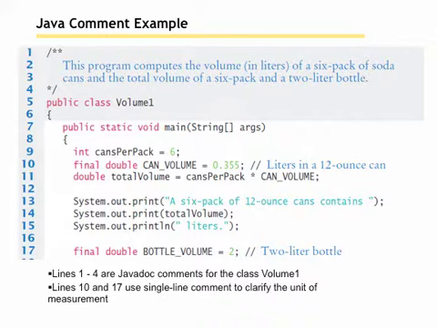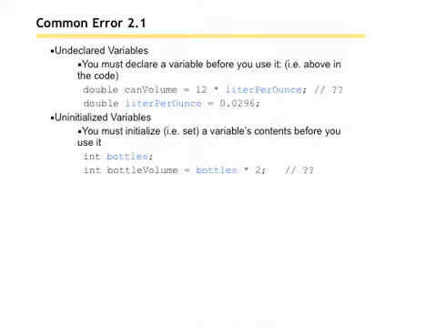So those are single line comments to clarify that line of code. We could also put those comments right on the line before that line of code, but we would never put them after. We would never put them on the line following the line of code that we're commenting.